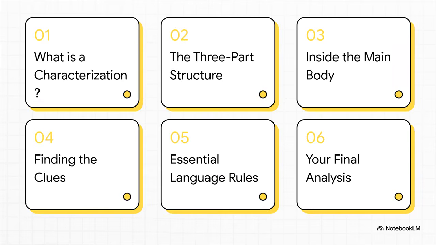So here's the game plan. First, we'll nail down what a characterization even is. Then, we'll build that perfect three-part structure. We'll dive deep into the main body, figure out how to find the clues in the text, go over some super important language rules, and then put it all together. Stick with me, and by the end of this, you'll have a complete blueprint for an awesome essay.